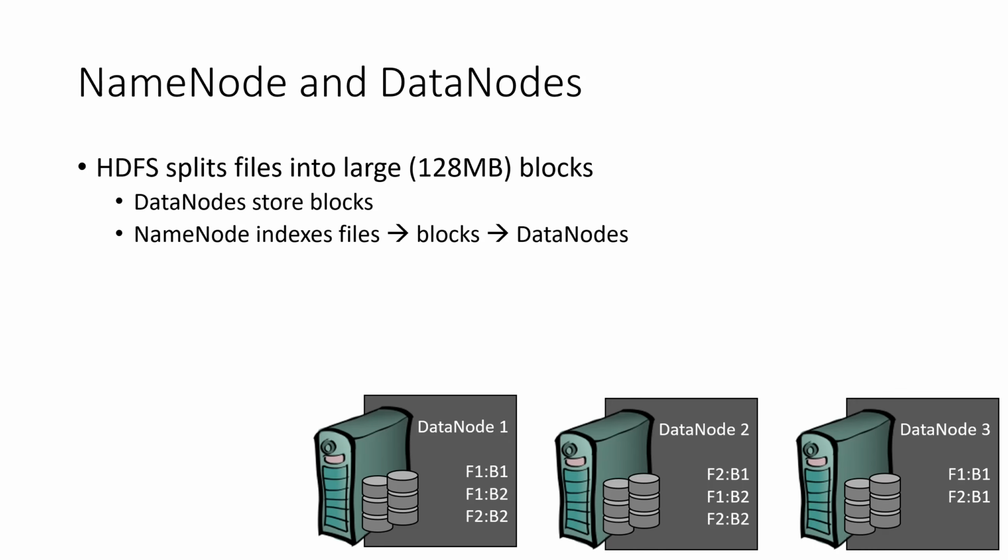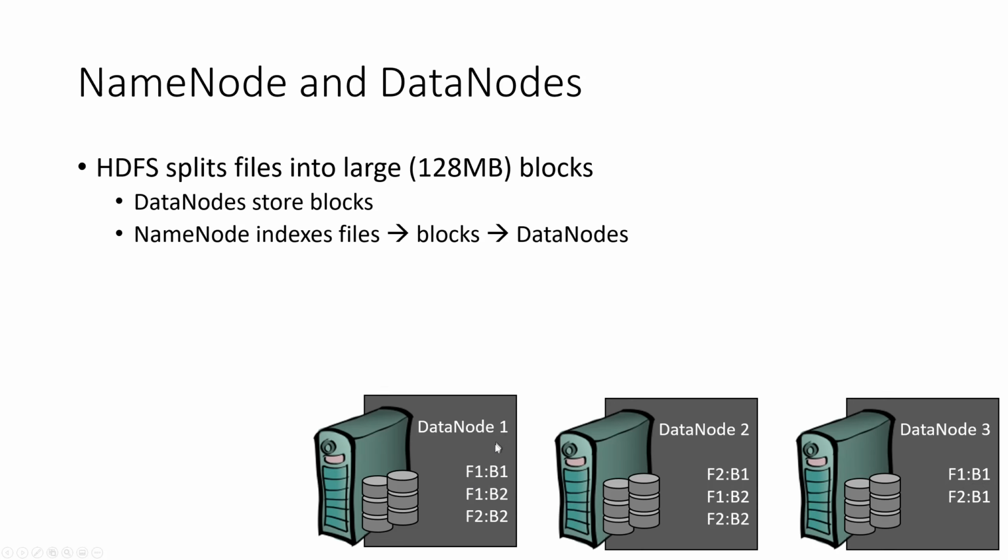HDFS splits files into large blocks, and the default configuration is 128 megabytes, so these blocks are rather big, but some deployments suggest 256 megabytes, so they make the blocks larger to speed up processing. The data nodes store these blocks. Here we have three data nodes, data node 1, 2, and 3, and they store blocks. And each file has two blocks.